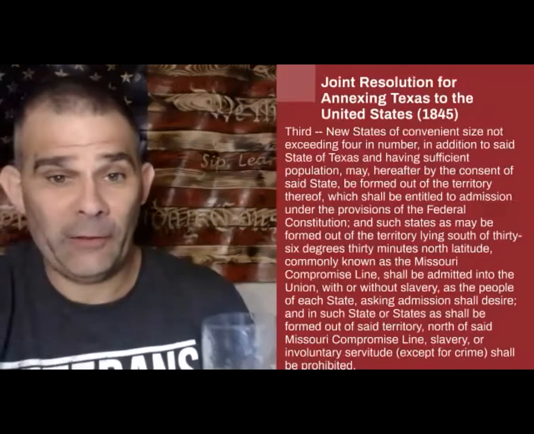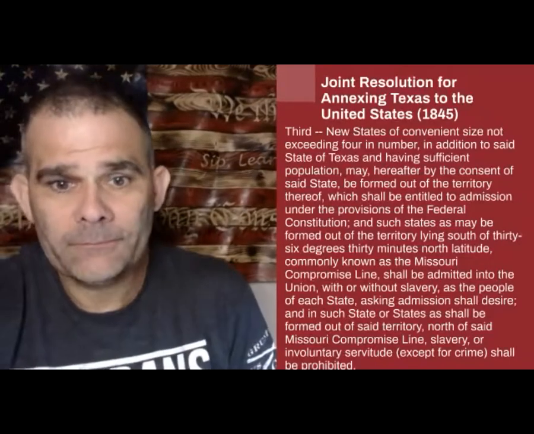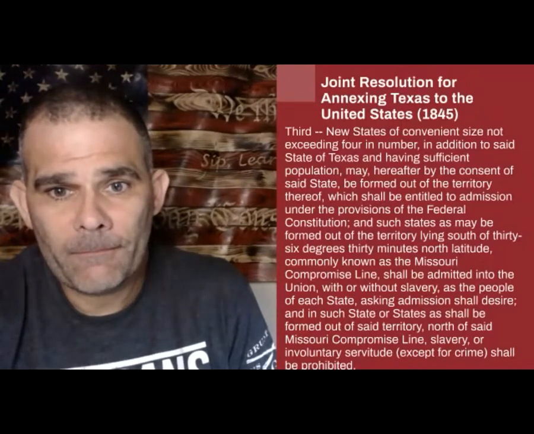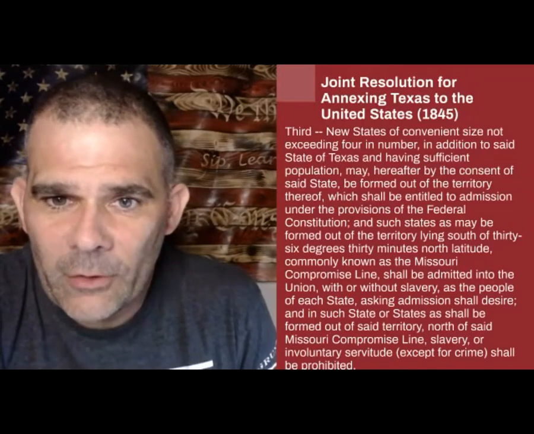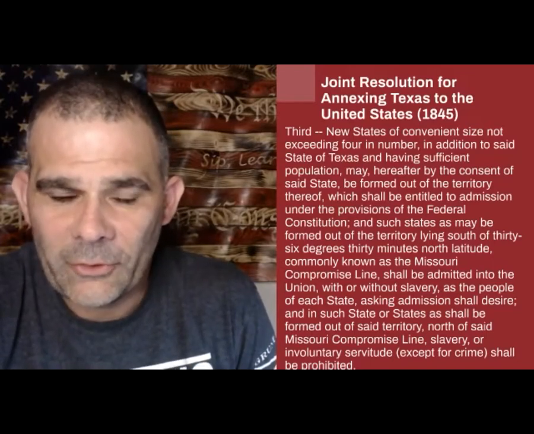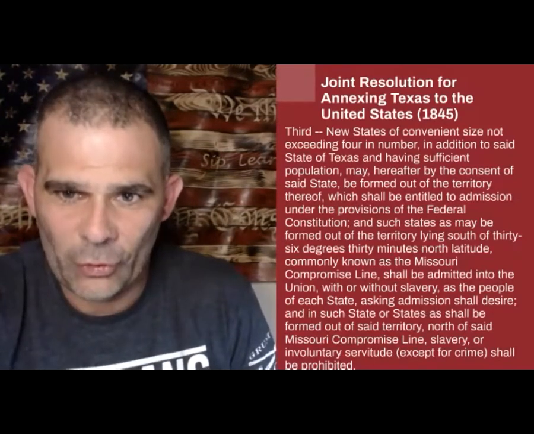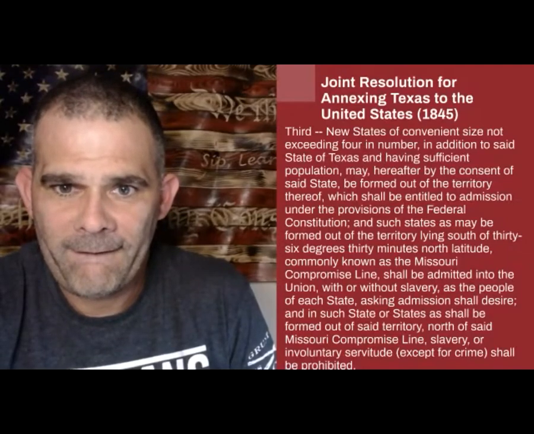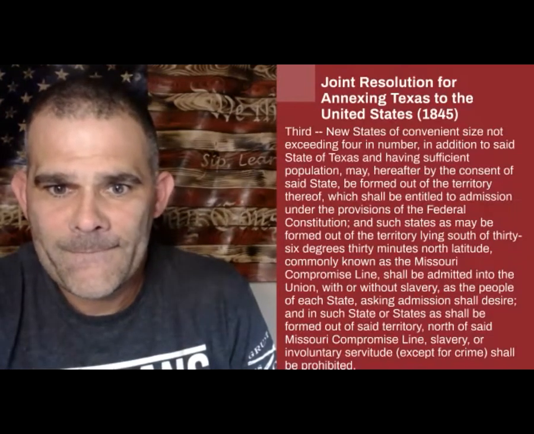If Texas decided they wanted to do that. 53, right, Jeff? Yeah, 53. Well, I don't know. Is it new states of convenient size not exceeding 4 in number in addition to said state of Texas? Oh, you're right. So you can chop off 4 separate chunks of it. Correct. So it's 5 states in addition to said state of Texas. So you'd end up, you're right, 54. Right. As long as it's south of the Missouri Compromise line.